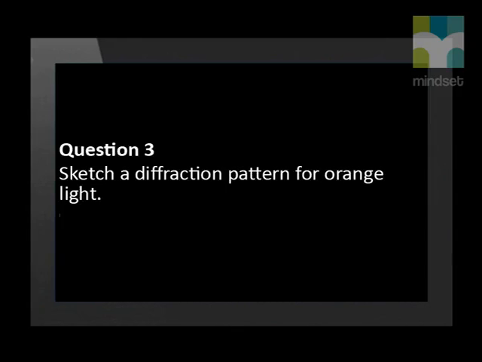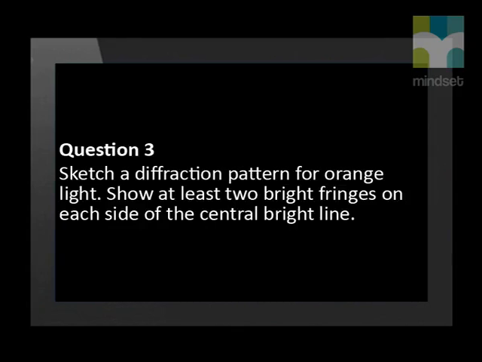Here's question 3. Orange light is diffracted and spreads out as it passes through that narrow slit. Sketch the diffraction pattern for orange light as you think it would look. You have seen a diffraction pattern for red light in the videos. Show at least 2 bright fringes on each side of the center bright line.